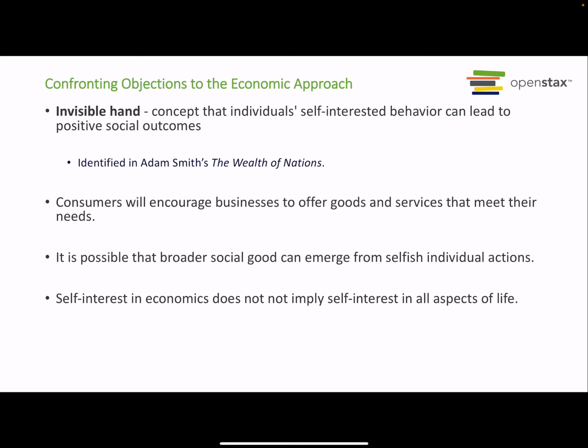A few more things wrapping up this chapter. Again, going back to Adam Smith's Wealth of Nations, he talked about this invisible hand. Okay, the idea here is that individuals acting in their own best self-interest will actually lead to the best positive social outcomes for everyone involved. Consumers will encourage businesses to offer goods and services that meet their own needs, right? If they make something we don't want, we don't buy it, that's a signal to the firm, there's no demand for this, you shouldn't make it anymore.